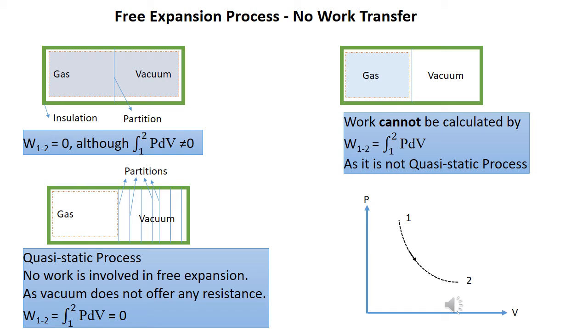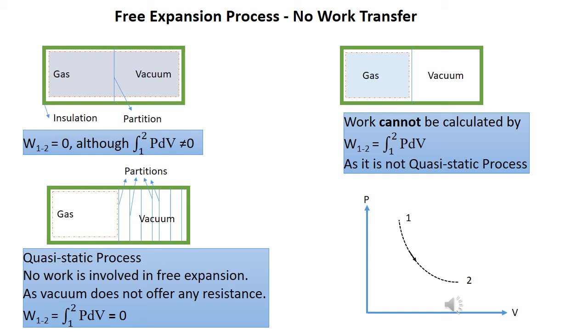Free expansion process or no work transfer. We all know that work transfer is a boundary phenomenon, that is, it is identified at the boundaries of the system. Now, consider a gas separated from vacuum by a membrane partition. Let both gas and vacuum form a system as shown in the figure with a dotted line, filled by a light blue color, and the green color is insulation, and there is a partition which is a membrane or any other thing.